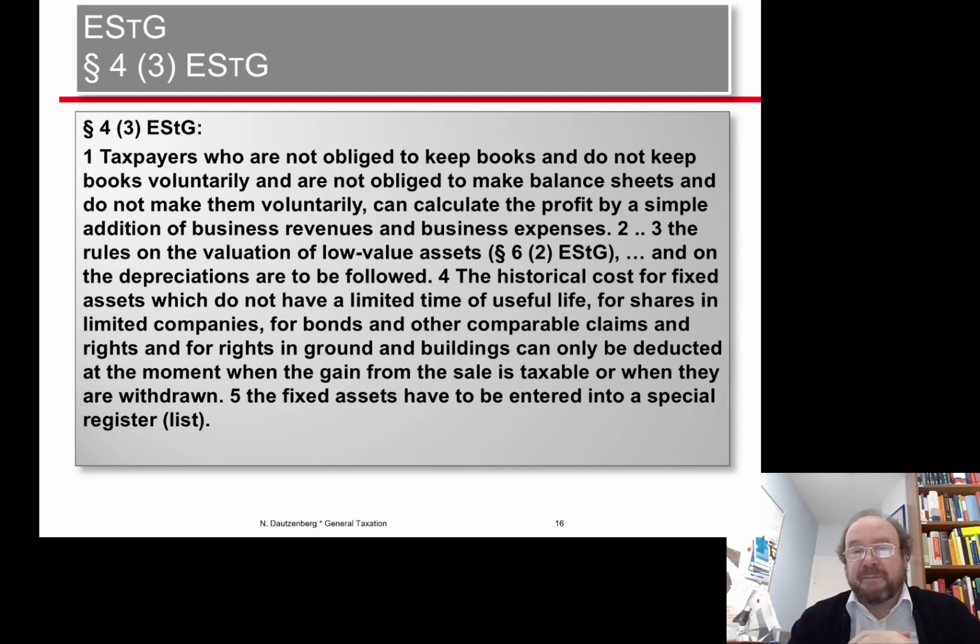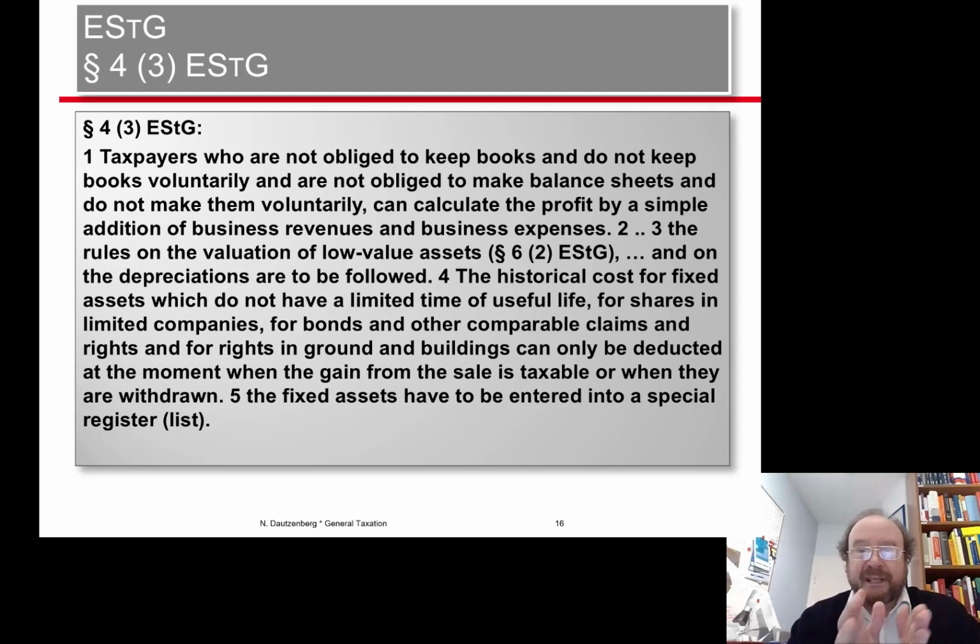Shares in limited companies. If you trade in shares and you are a small enterprise, you would have been able to deduct the cost for shares which you intend to resell directly. Naturally, that makes no sense. You could probably let vanish every profit at the end of the year. Bonds and other comparable claims and rights for rights in ground and buildings, all these things can only be deducted at the moment when you then resell these things and the gain of the sale is made taxable.